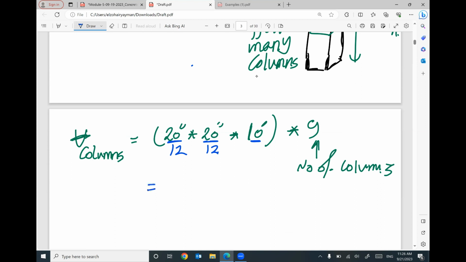So the final volume of your columns will be 20 times 20 divided by 144 times 10 times 9. I got 250 cubic feet. If you divide this number by 27, I got 9.3 cubic yard.